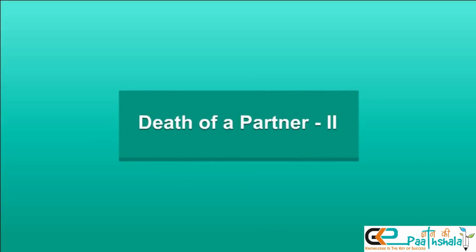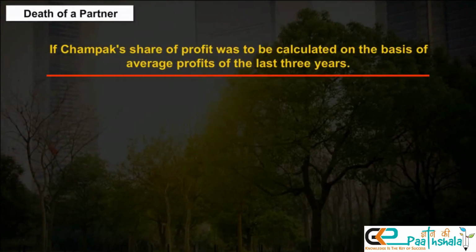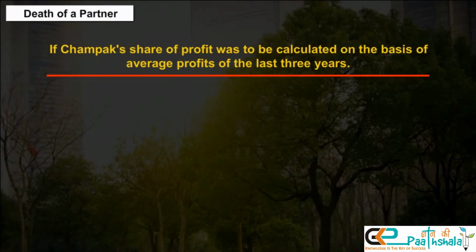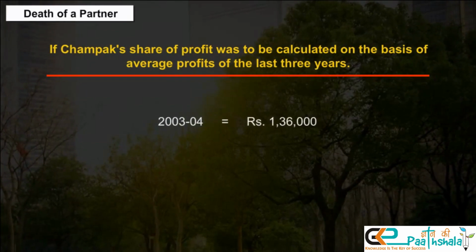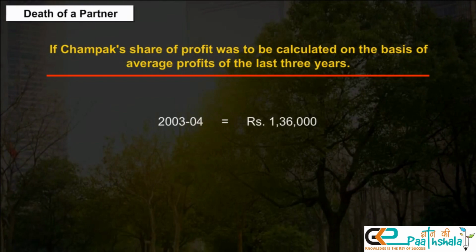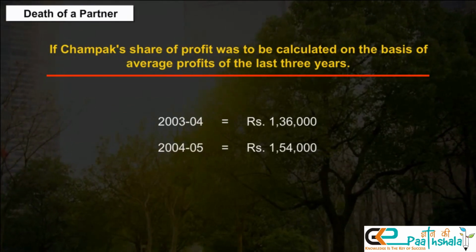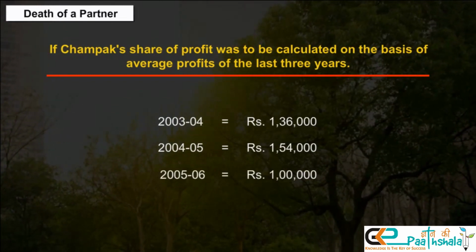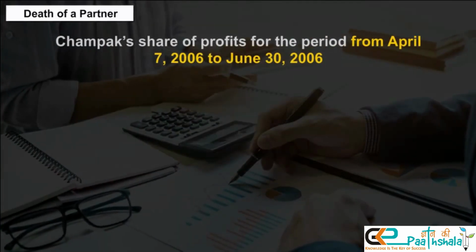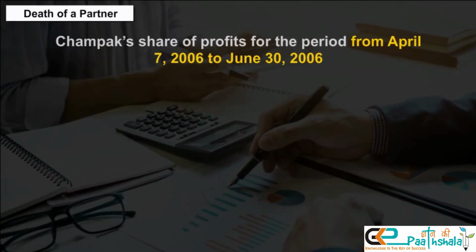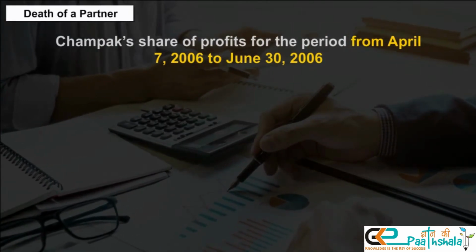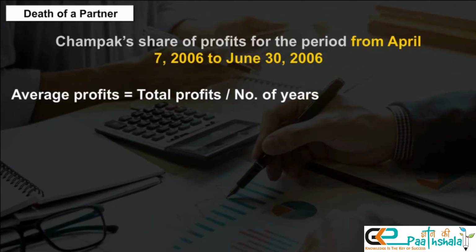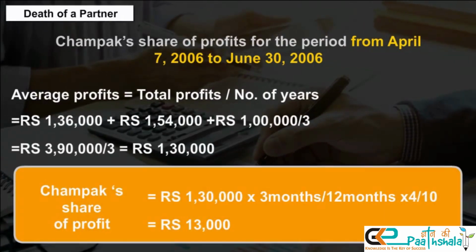Death of a partner. If Champak's share of profit was to be calculated on the basis of average profits of the last 3 years, which were rupees 1,36,000 for 2003-2004, rupees 1,54,000 for 2004-2005 and rupees 1 lakh for 2005-2006, Champak's share of profits for the period from April 1, 2006 to June 30, 2006 shall be calculated on the basis of average profit based on profits for the last year, as follows.